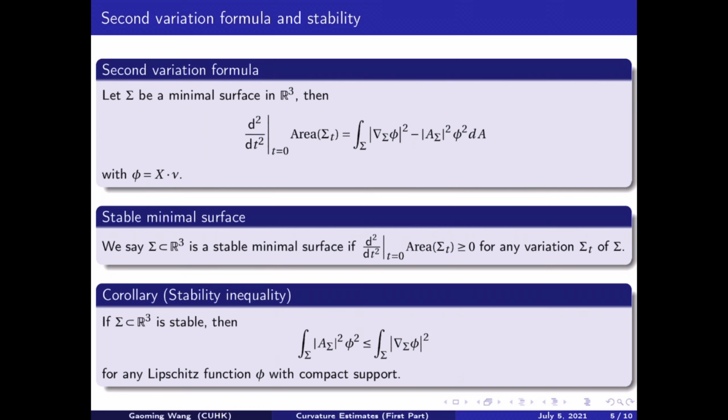As usual, we say a minimal surface sigma is stable if the second derivative of area is not less than 0 for any variation. So if a minimal surface is stable, we have the stability inequality in this form. Basically, it says the L2 norm of the second fundamental form can be controlled by the L2 norm of the gradient of a test function.